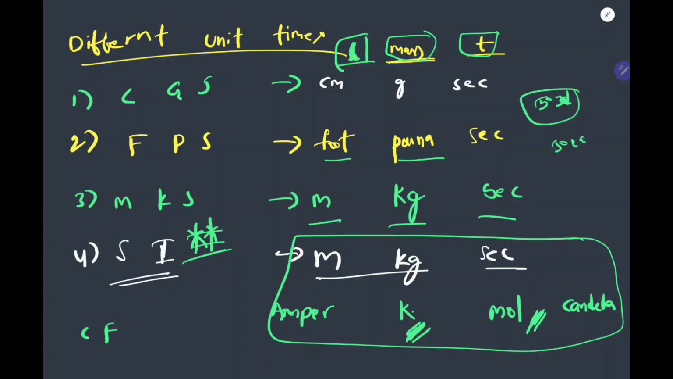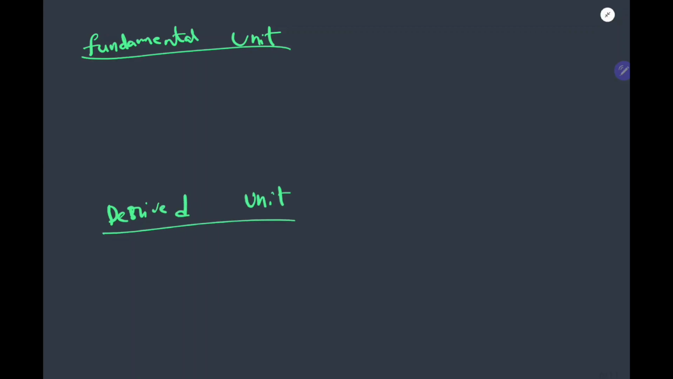Why am I emphasizing that so much? There is a different term for it also. One is the fundamental unit, and the second is the derived unit. Sir, what is the difference between a fundamental unit and a derived unit? Is there any big difference? Yes, there is a big difference.